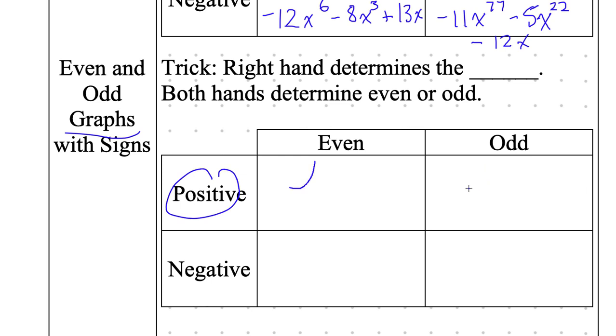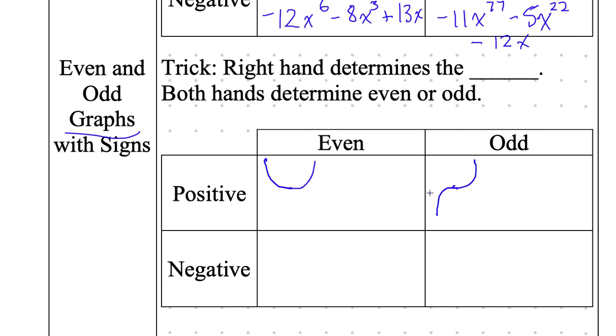The difference now between even and odd is that with even, they're both going the same direction. With odd, they're going different directions. So I think of even as kind of a field goal, while my right hand is up, making it positive. Even means they're both going the same direction. Odd means they're going different directions, like this. But I need to make sure my right hand is up because it's positive.